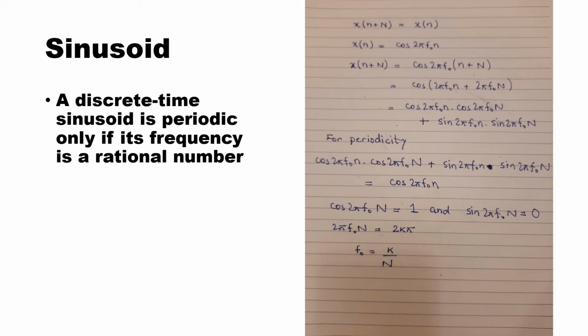The first difference is a discrete time sinusoid is periodic only if its frequency is a rational number. So very important. When we talk about a continuous time sinusoid, it is always periodic, and we know it. But a discrete time sinusoid may or may not be periodic, and for its periodicity it is necessary that its frequency be a rational number, that is, the result of division of integers, as we can see here on the right side.